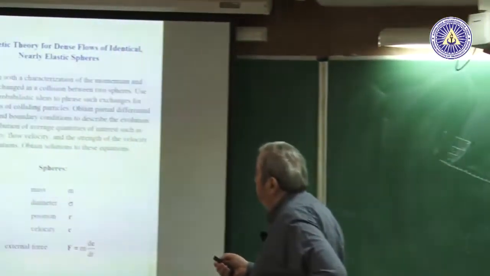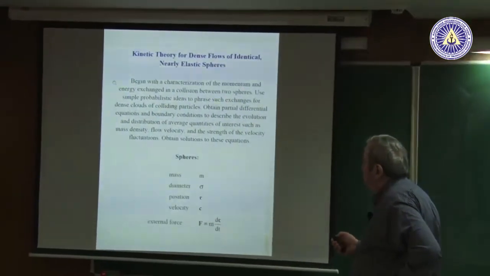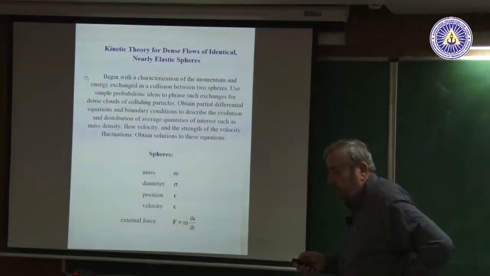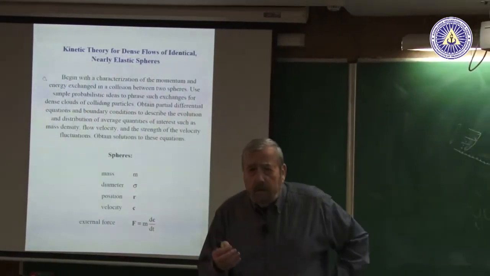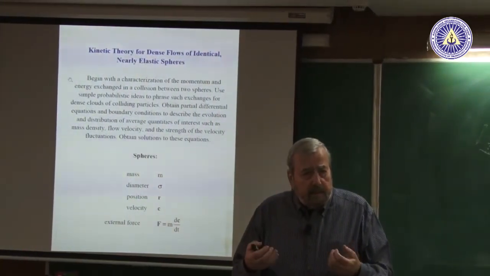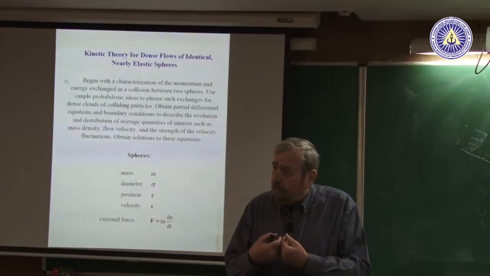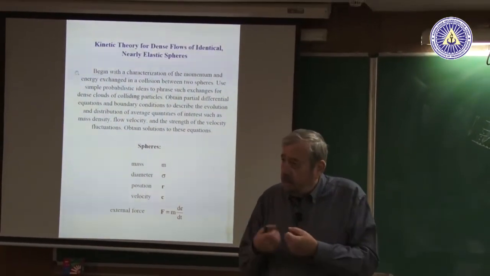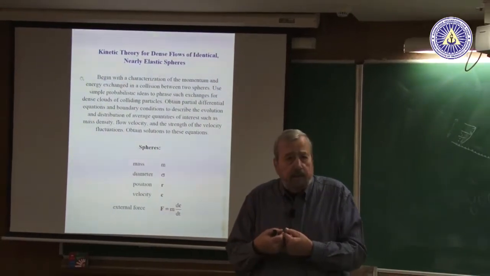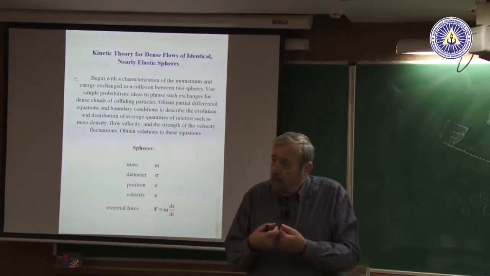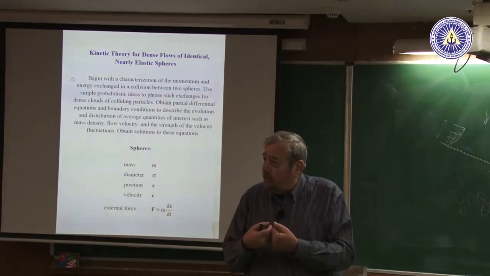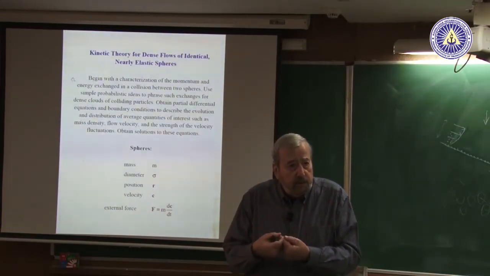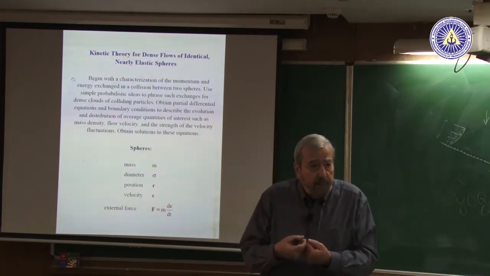So first we talk about two spheres and characterize the momentum and energy in a collision between two spheres, taking into account that in a collision between macroscopic spheres, as opposed to molecules, let's say made of quartz or silica, energy is inevitably lost in the collision. That is, there's a coefficient of restitution that is less than one. Okay?